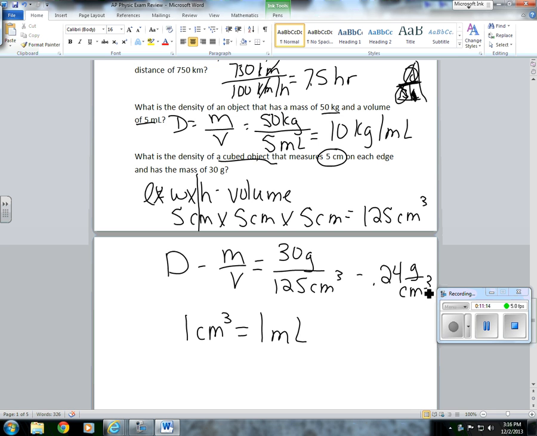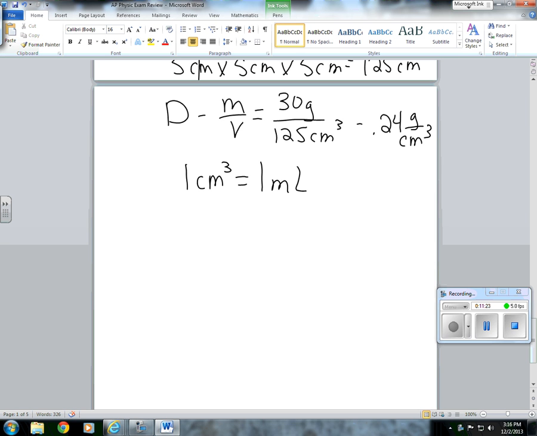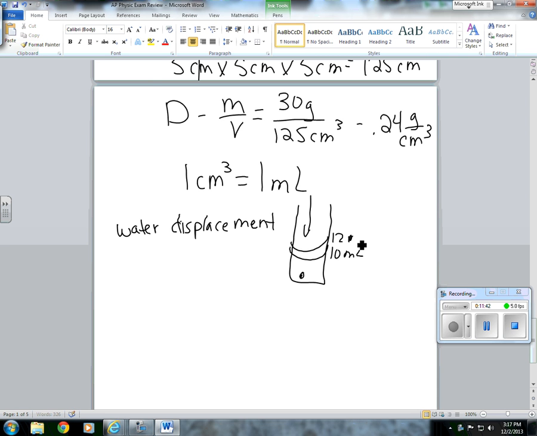Remember that there's one other way we can find volume. If we do not have a regular shaped object where we can take length times width times height, then we can find the volume of an irregular shaped object. And this is called water displacement, where if you have a graduated cylinder and you fill it up to 10 milliliters, then you drop the object into the water, and wherever it rises to, so let's say it rises to 12 milliliters, the water displacement is 2 milliliters, so the volume is 2 milliliters.